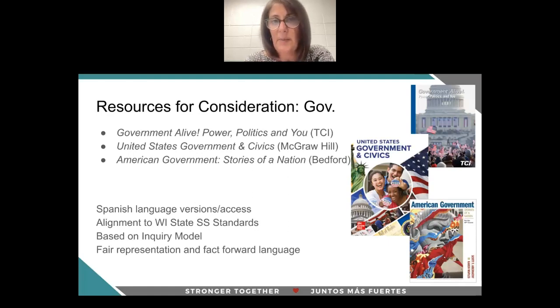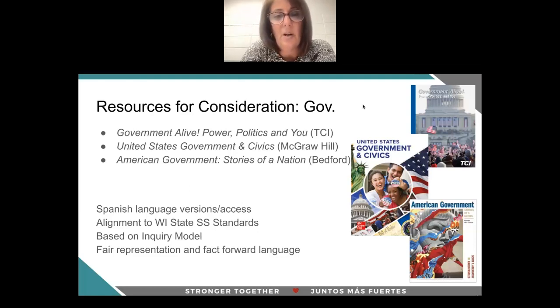As far as government is concerned, they really looked and narrowed it down to 3 sources that they would like to pilot. So they'd like to pilot the TCI Government Alive. They also wanted to pilot the McGraw-Hill United States Government and Civics. And they also want to pilot the Bedford, the American Government Stories of a Nation, which the AP class is now using.